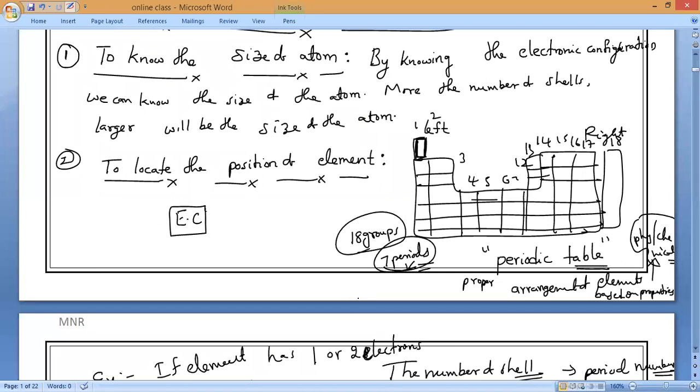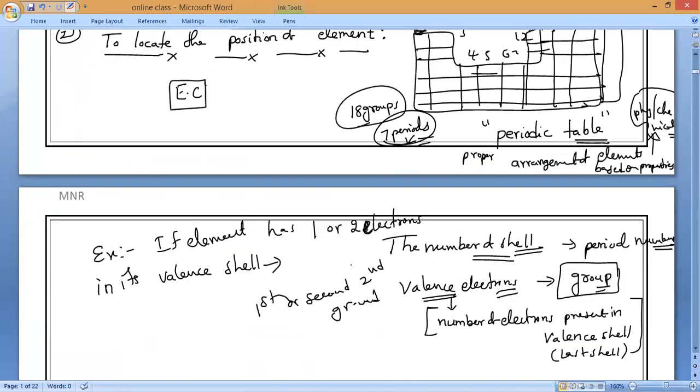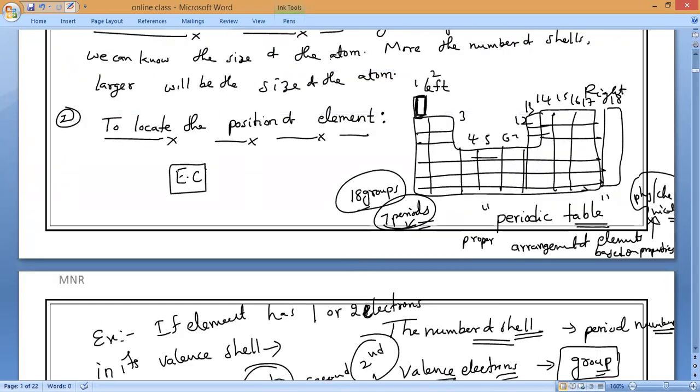So if the valence shell has 1 or 2 electrons, then it will come in either group 1 or group 2. That is what you have to remember. It will come here. Is it okay? If valence electrons are 1, group 1 will come. If it is 2, it will come in group 2.